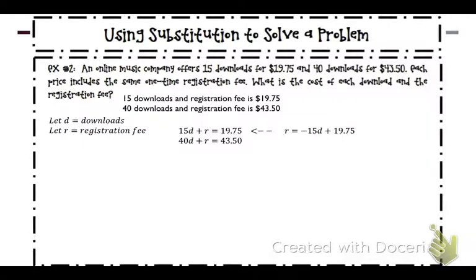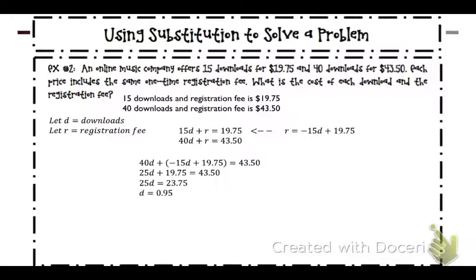So I'm going to subtract the 15D over, and I get R equals negative 15D plus 19.75. And then I'm going to plug that R into the second equation. So I get 40D plus negative 15D plus 19.75 equals $43.50. And combine like terms, so 40D minus 15D is 25D, plus 19.75 equals 43.50. Subtract the 19.75 over, so you get 25D equals 23.75.